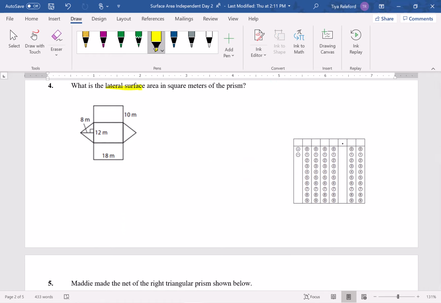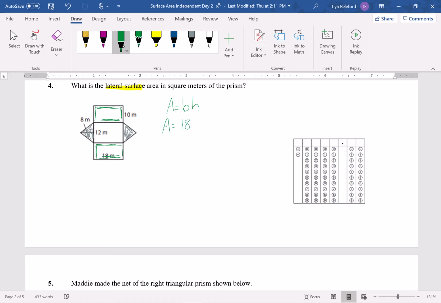Area in square meters of the prism. First things first is to shade the base. Now this is a triangular prism, so you are shading the triangles. And you want lateral surface area. So you are going to find surface area of these rectangles.